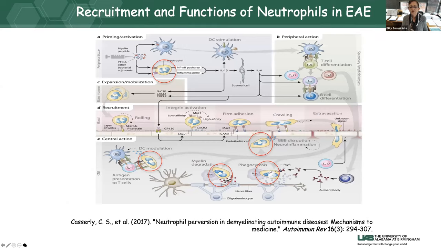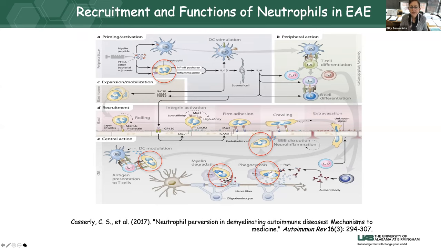So two slides just to finish off. We do believe that neutrophils are important innate immune cells in the context of EAE. And there are many different locations, if you will, where they can be functioning. In the periphery, they may be functioning to prime or activate dendritic cells, leading to dendritic cell activation, antigen presentation then to T cells to drive both T cell and B cell differentiation.